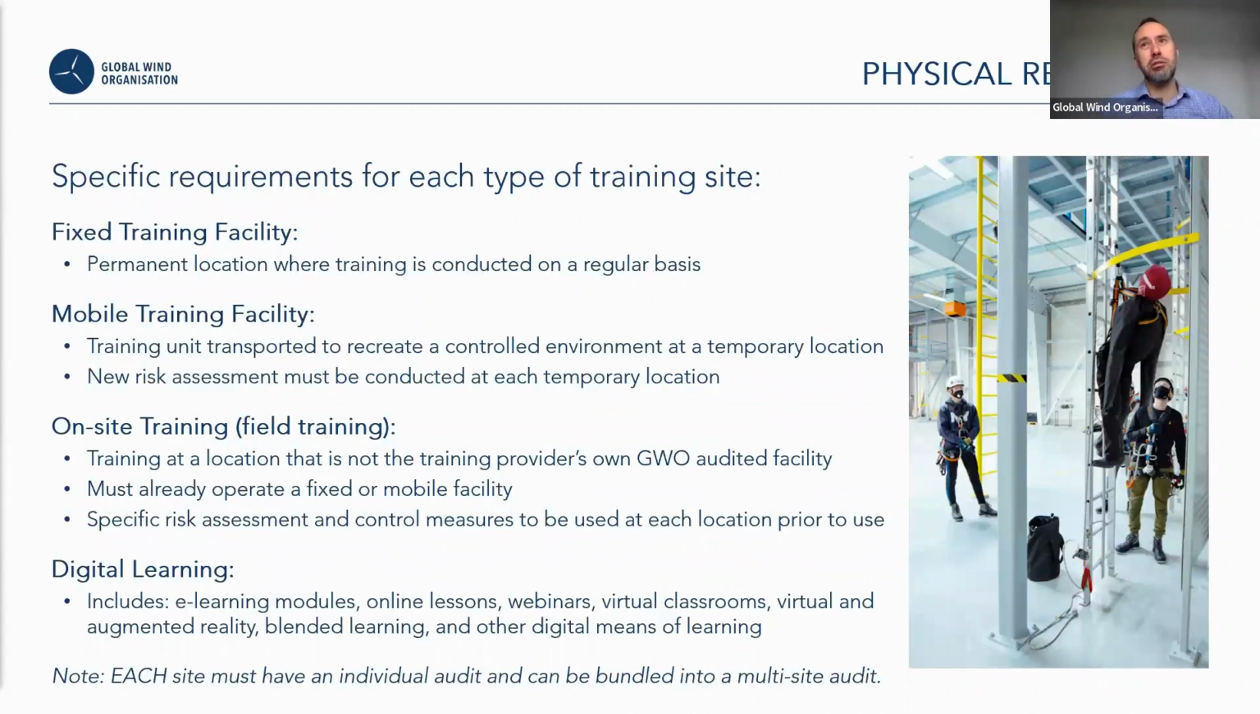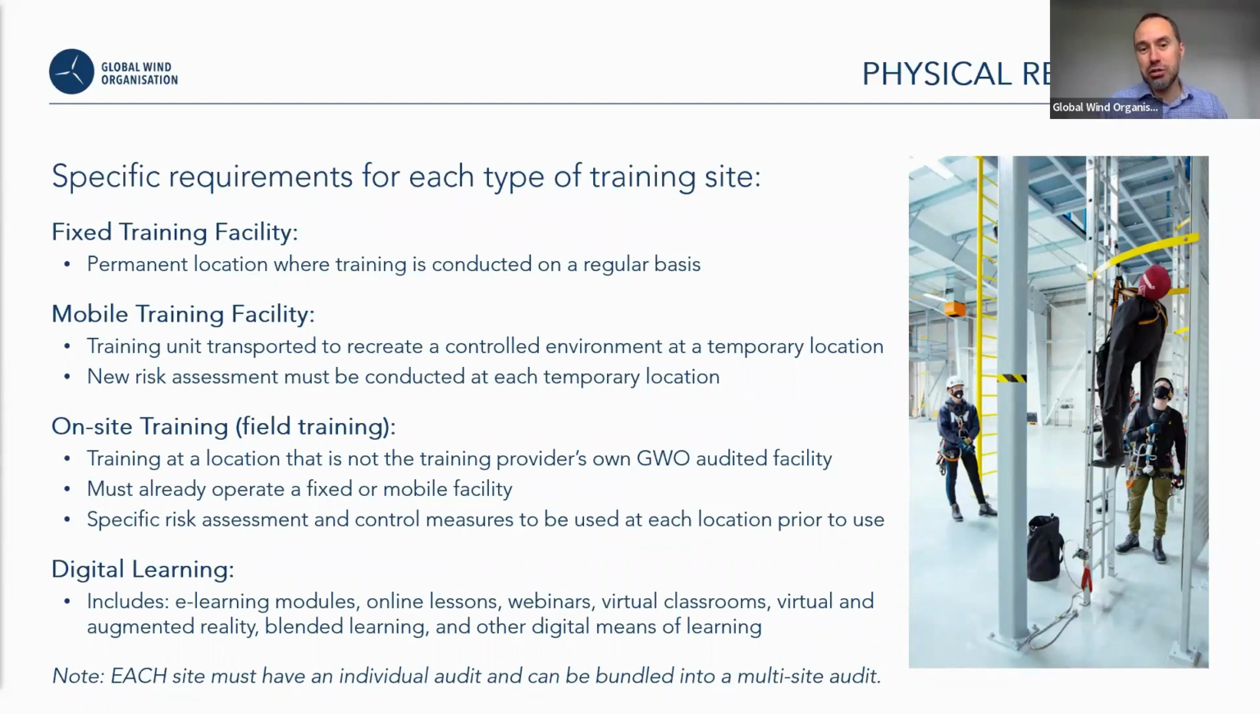It also goes into the requirements around the different types of facilities that you can have. GWO calls out 4 different types of facilities. One is the fixed facility. It's kind of the traditional permanent location where you do your training on a regular basis. There's a picture of that on the right-hand side of the screen.